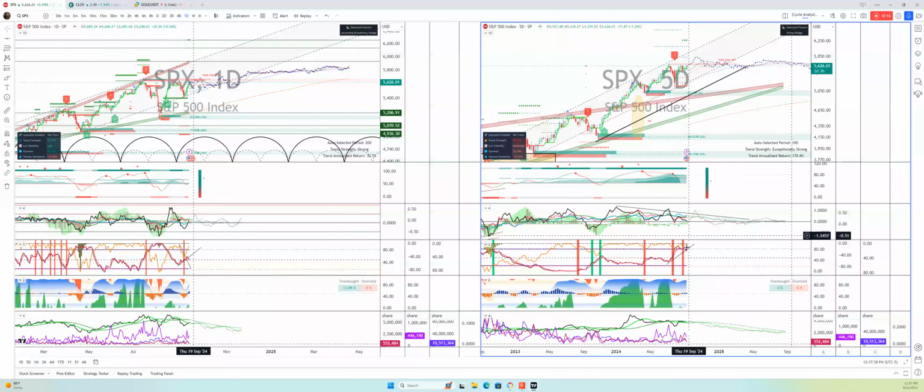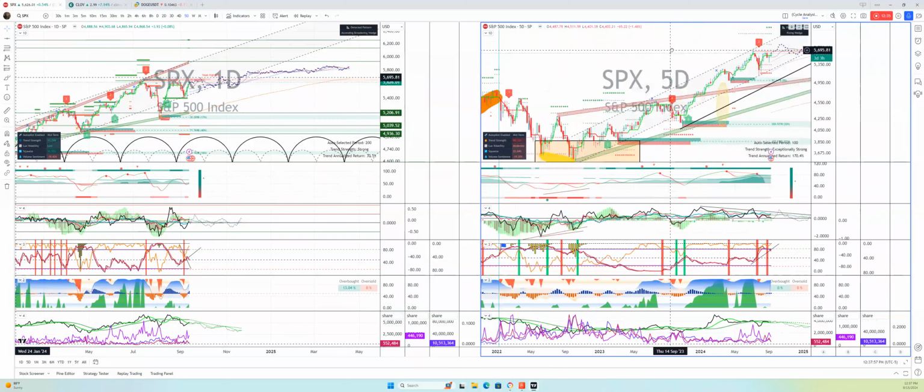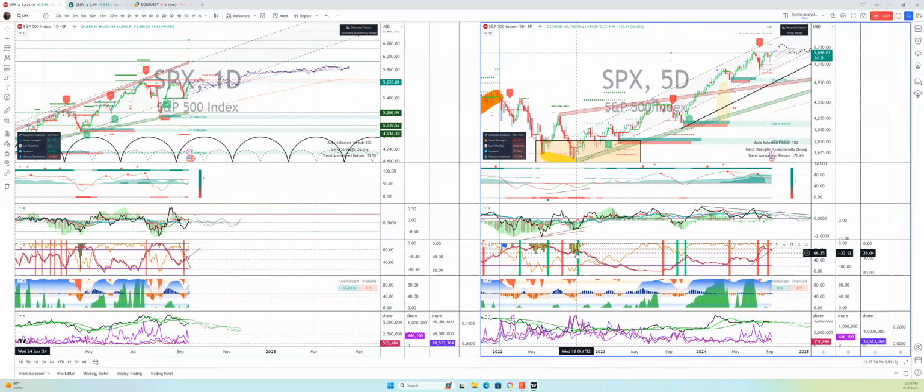And like over here, this would be like the selling version. Let's see here. Yeah, because that's going to be the bottom.